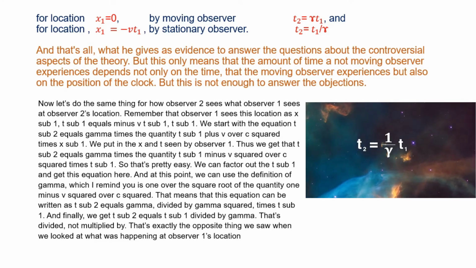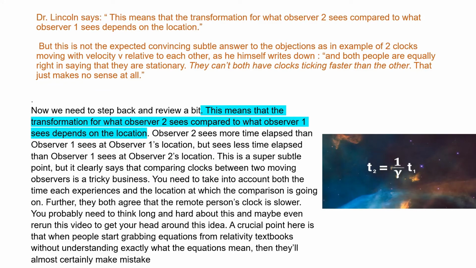That's exactly the opposite of what we saw when we looked at what was happening at observer 1's location. Dr. Lincoln says this means that the transformation for what observer 2 sees compared to what observer 1 sees depends on the location. But this is not the expected convincing, subtle answer to the objections, as an example of two clocks moving with velocity v relative to each other, as he himself writes down, and both people are equally right in saying that they are stationary. They can't both have clocks ticking faster than the other. That just makes no sense at all.